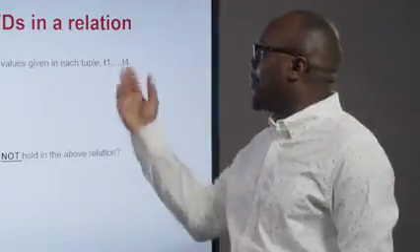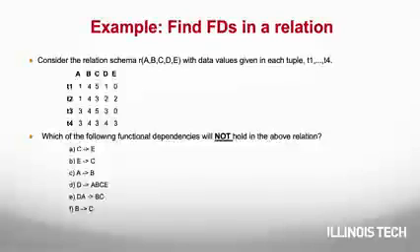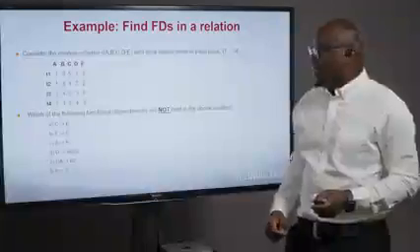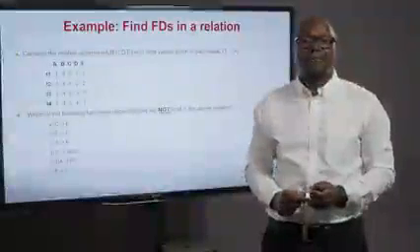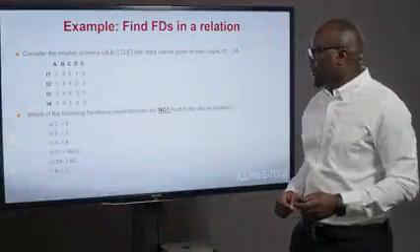This is an example of finding functional dependencies in a given relation. You're given the relation, which is basically R with attributes A, B, C, D, and E, and the data values which we are going to use to do our mapping using our formal definition of functional dependency. So the question is: which of the following functional dependencies will not hold in the above relation? Let's test the first one.